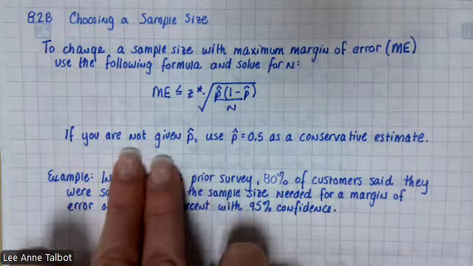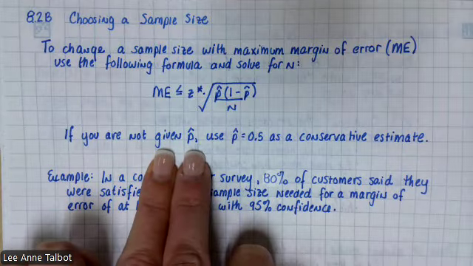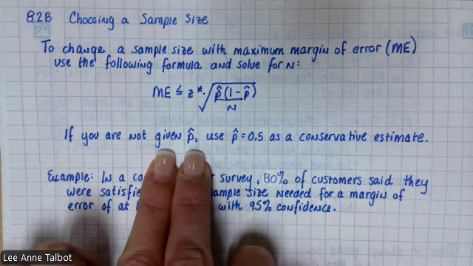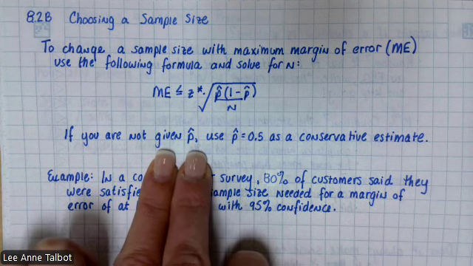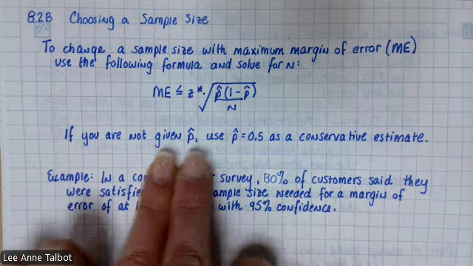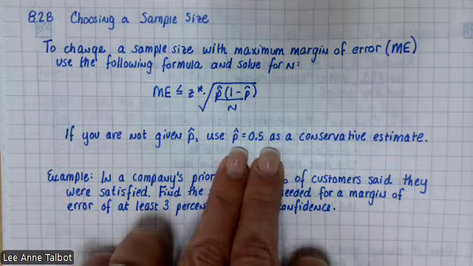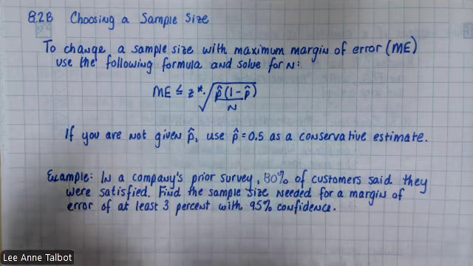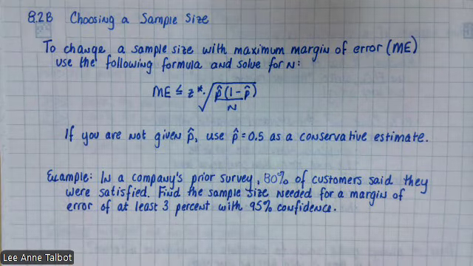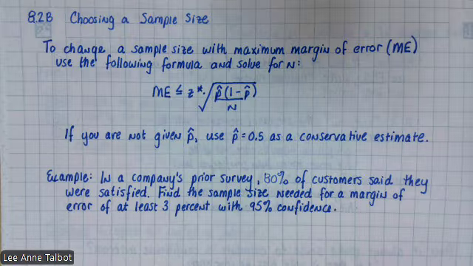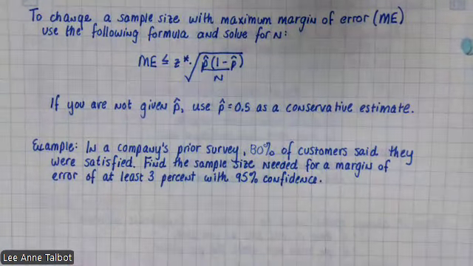Okay, now next, if you're not given p hat, because they're trying to do this before a study was done, which is a good idea, right? You should probably figure out your sample size before you know what p hat is. That kind of makes sense if you think about it. Use 50-50 as a conservative estimate. So 50-50 is a good bet to put in there if you're not given p hat. Okay, so now we're going to do algebra.